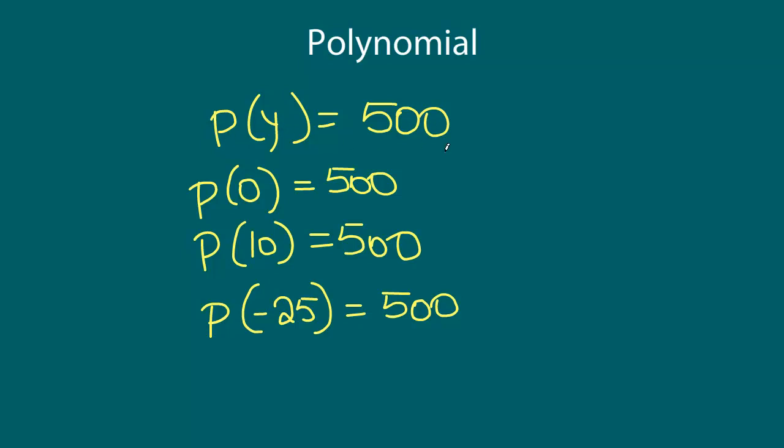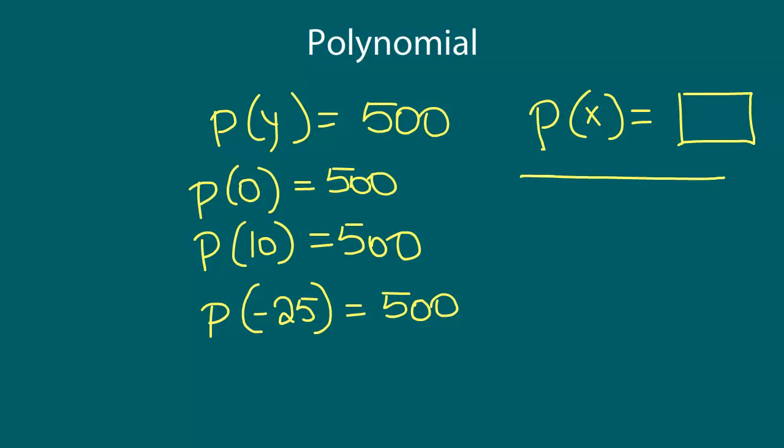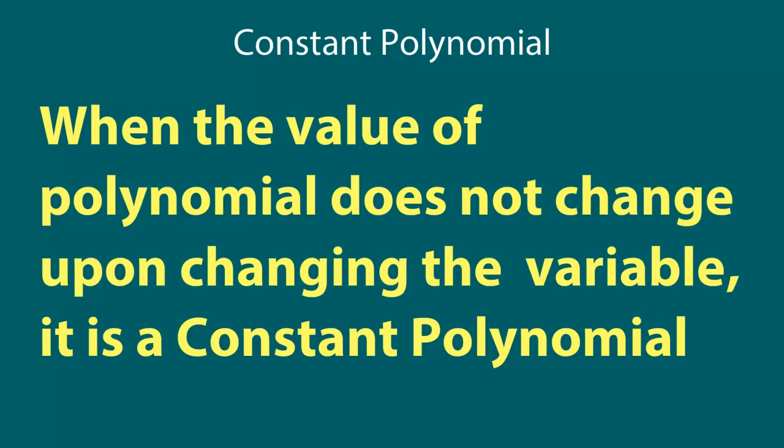Such polynomials, we call them constant polynomials. That means essentially, whenever we have a polynomial which basically is a number, any real number, then that will be an example of a constant polynomial. So how can we define constant polynomial? We simply say that when the value of the polynomial does not change upon changing the value of the variable, then we call that polynomial a constant polynomial.